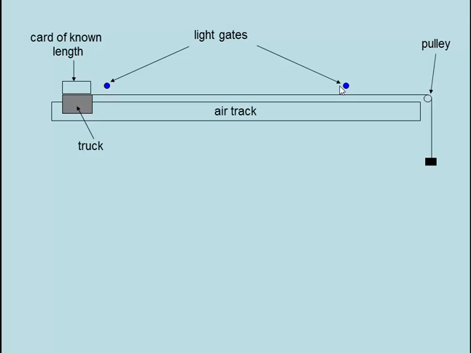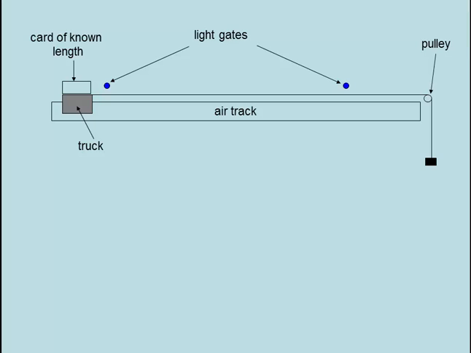The light gates will be connected to a computer to calculate the acceleration between this point and this point. Attached to the truck is a thin cord with a mass at this point to produce a resultant force to accelerate the truck.